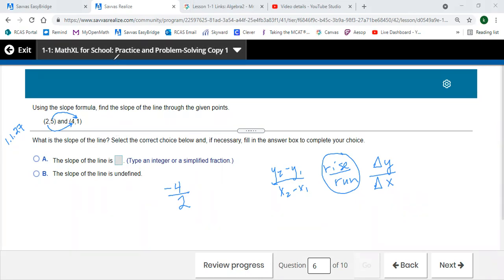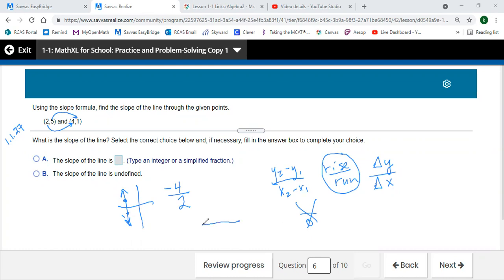it's not undefined. Undefined, remember, is a vertical slope, when there's no change in the run or x. So if I have a vertical line for my graph, like that right there, the change in x, you don't move left or right at all from one point to another on this line. So the run, the x, is 0. And remember, you can't divide by 0. So that's when it's undefined.